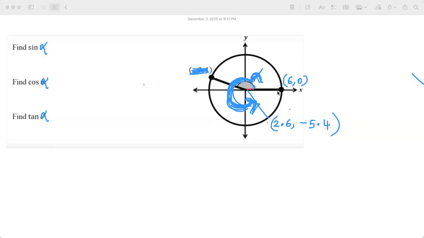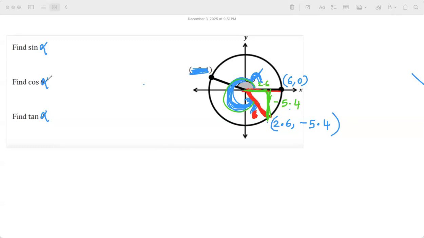The thing is, if this value is 6, guys, this radius is 6, right? First mark that down. And then coming to the xy values, let me mark that xy. This x, this y, right? Clearly this y is down, minus 5.4. This x is 2.6. Now this is our alpha.